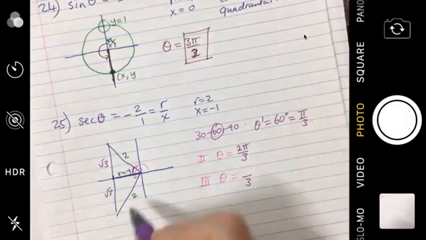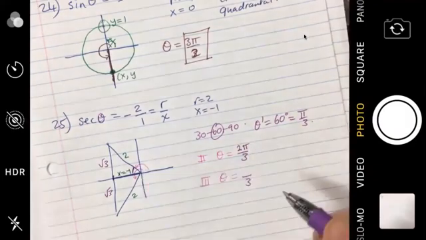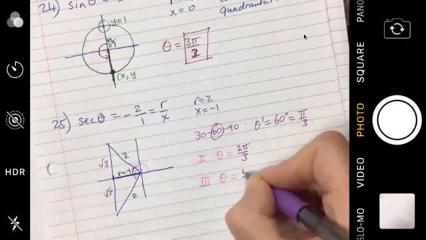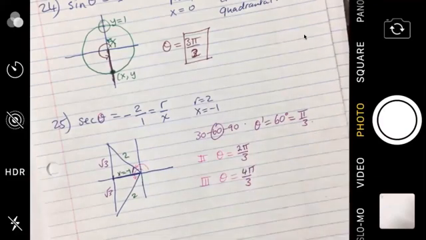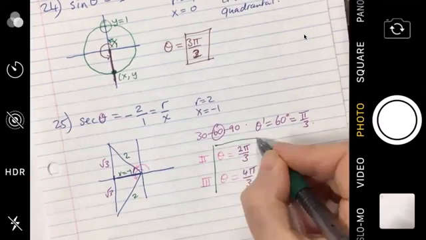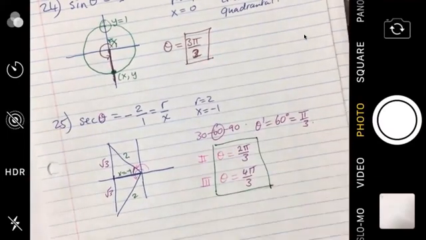And if I'm in quadrant 3, I'm a bit more than 180 degrees. I'm a bit bigger than pi. So it's 4 pi by 3. Okay, these get very quick. You can do them much quicker than I'm saying them.